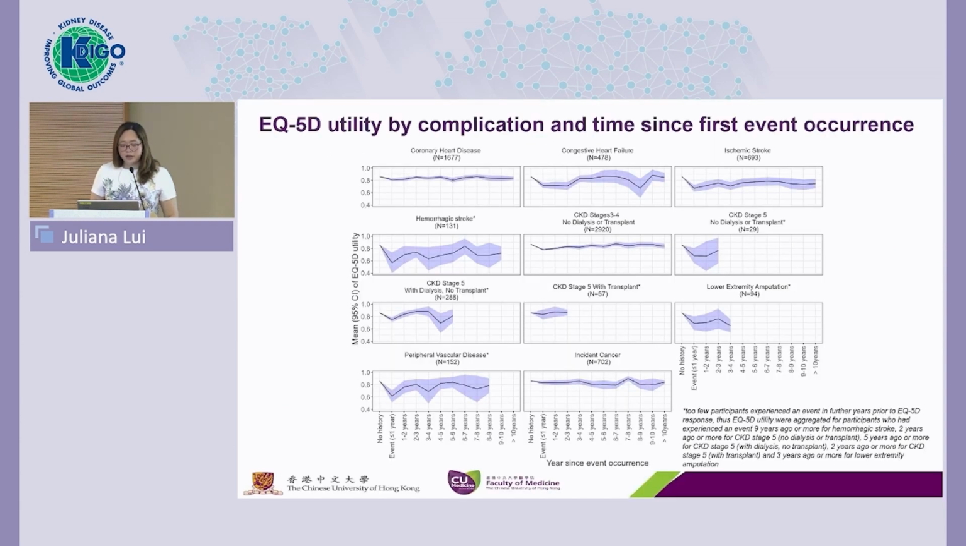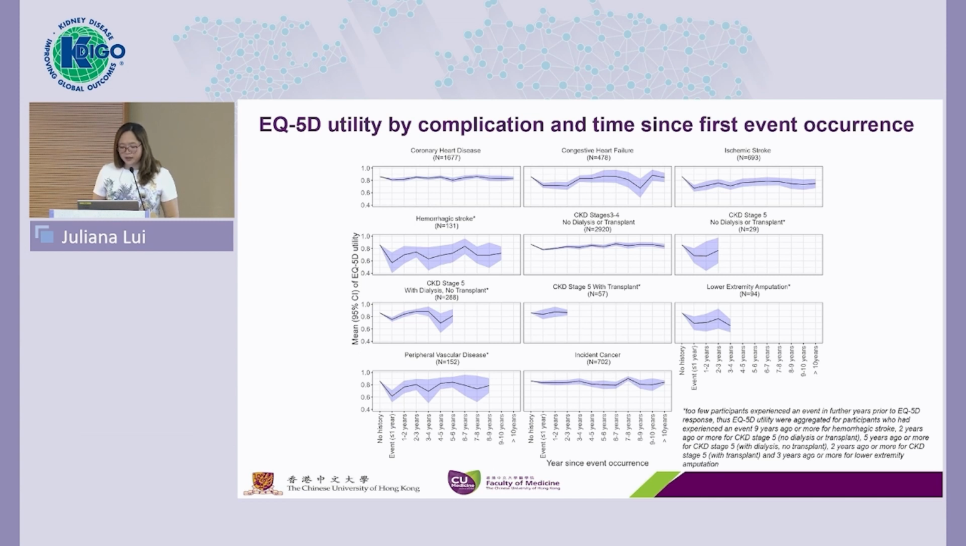So here are the mean EQ5D utility scores. The mean EQ5D utility score for this study was 0.6860, and 59% of the patients reported full health. Patients experiencing most of these complications will have a decrease in quality of life utility.